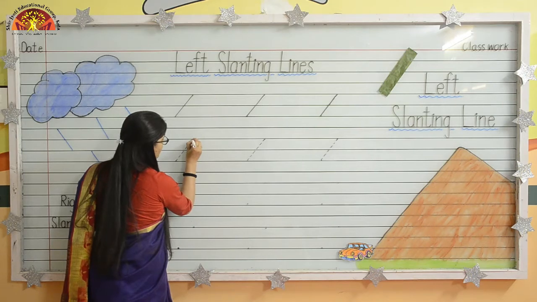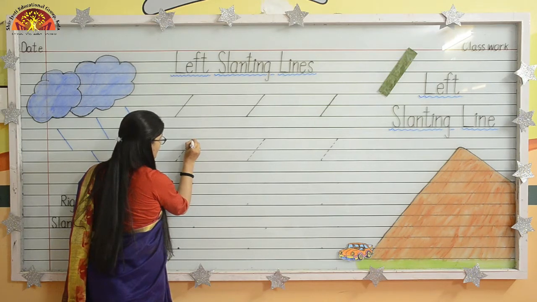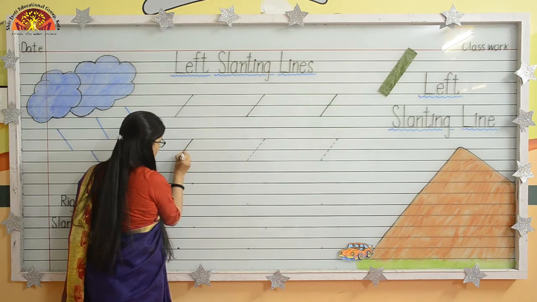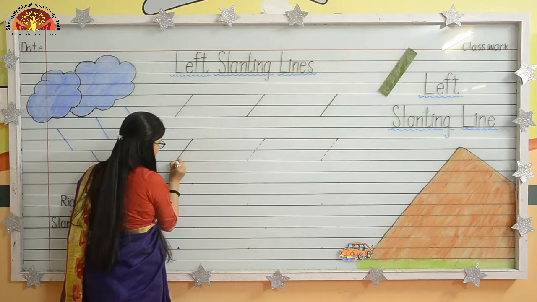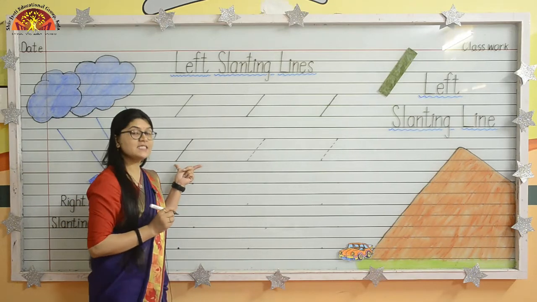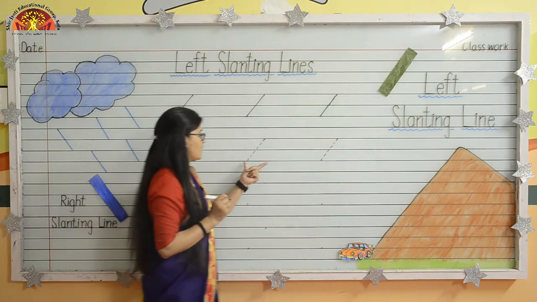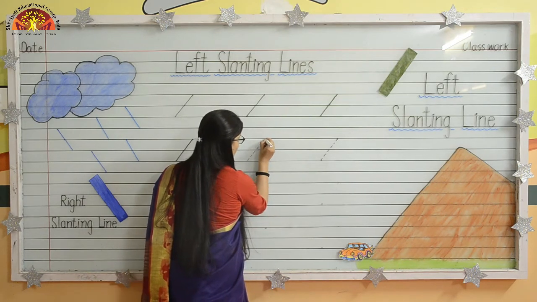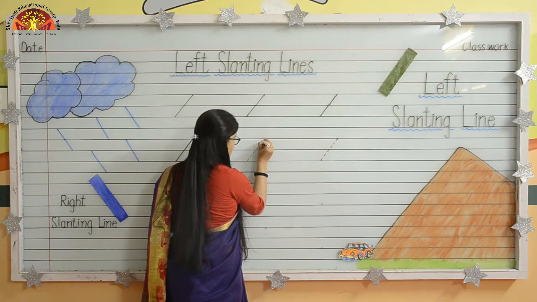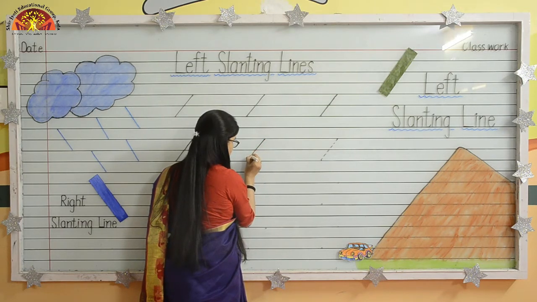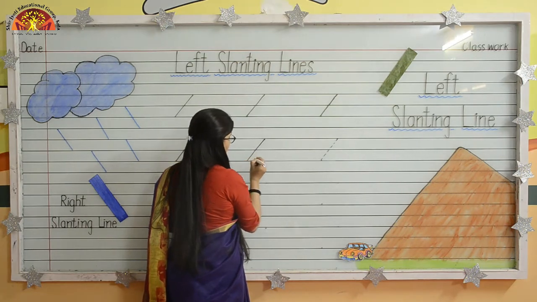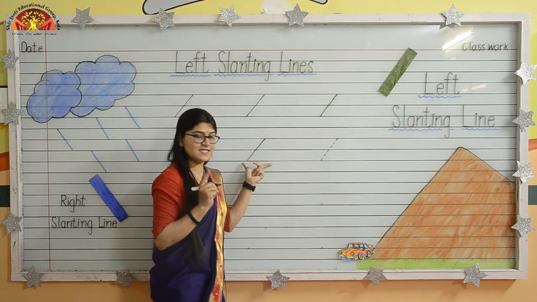Again, put your crayon here and trace slanting line very slowly, moving towards left hand side like this. So this is left slanting line. One more time, put your crayon here and draw slant line towards left hand side like this. This is left slanting line.